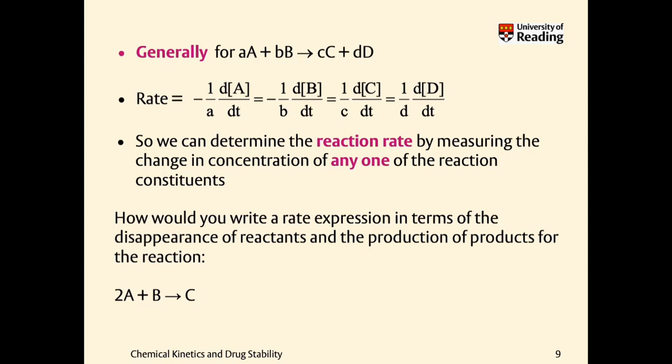It's easier to use a simpler example for you to see this working. So how would you write a rate expression in terms of the disappearance of reactants and the formation of products for the reaction where you have two A molecules plus one B molecule going on to form the product C? I'd like you to pause this video and write what you think the rate expression would be using that general formula at the top there for this particular reaction.